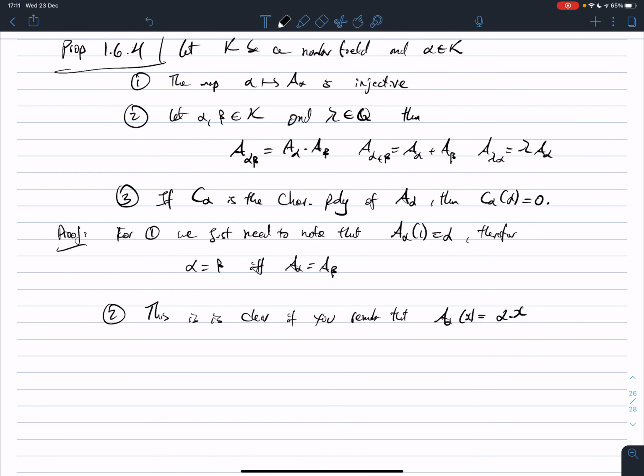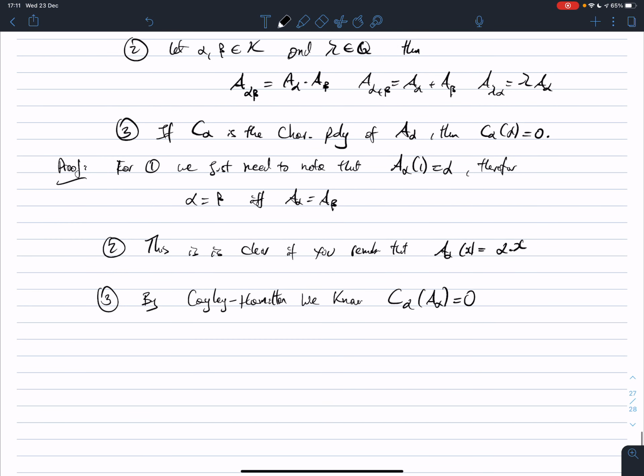And for the third part, recall that we have this theorem of Cayley-Hamilton. So by Cayley-Hamilton, we know that a matrix satisfies its characteristic polynomial. So we know that C alpha of A of alpha equals 0. Just to remind us what this means, you take a polynomial, C alpha, and then you plug in your matrix A alpha into it. And now this is some equation of matrices, and Cayley-Hamilton tells us that this is always 0.